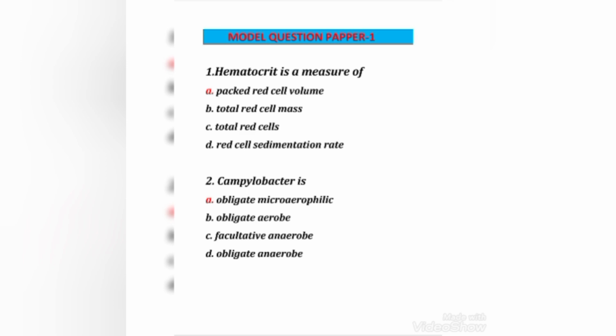Second question, Campylobacter is obligate microaerophilic, obligate aerobe, facultative anaerobe, obligate anaerobe. The right answer is option A, obligate microaerophilic. Campylobacters are slender, spirally curved, gram-negative bacilli. They resemble Vibrios but differ by being microaerophilic. Microaerophilic means they grow in the presence of a small amount of oxygen.